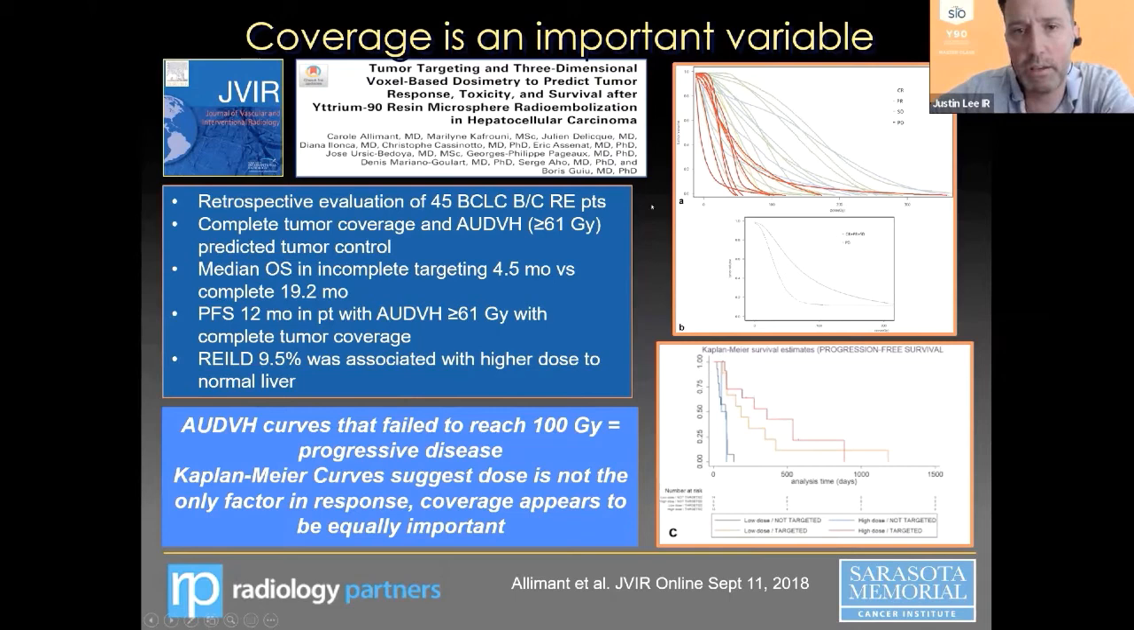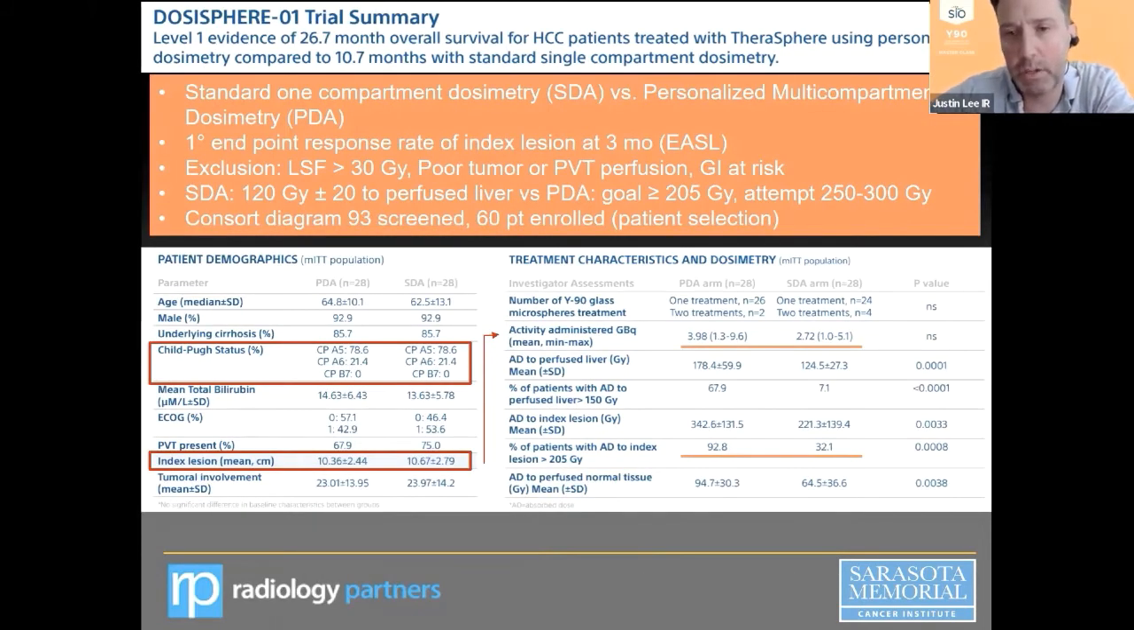This was a trial looking at HCC, BCLC-B and C patients who received resin radioembolization. Looking at this progression-free survival Kaplan-Meier curve, you see patients who got high dose versus low dose, defined by reaching a threshold of 100 gray, and those patients had a response. But whether you had high dose or low dose, if you didn't target the tumor, you had terrible progression-free survival numbers. I have to talk about target dose, and this is very interesting stuff right now.